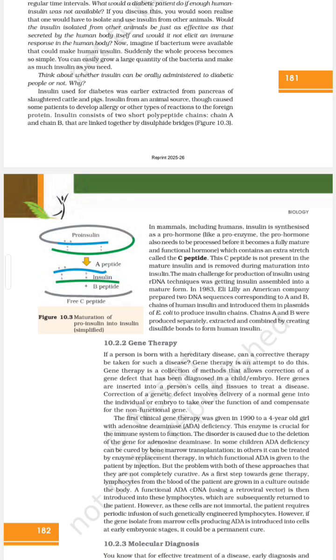Insulin consists of two short polypeptide chains, chain A and chain B, that are linked together by disulfide bridges.